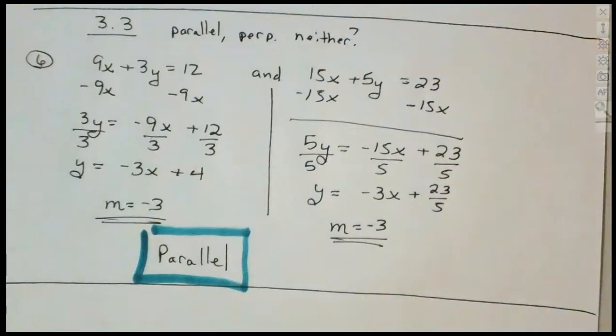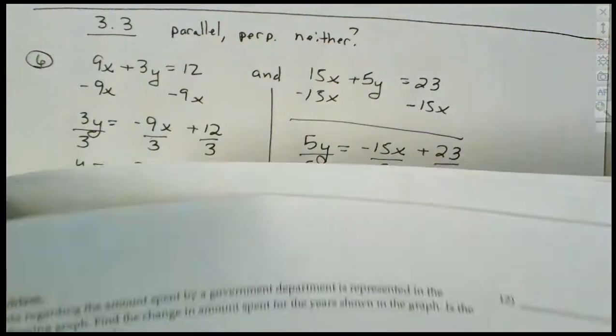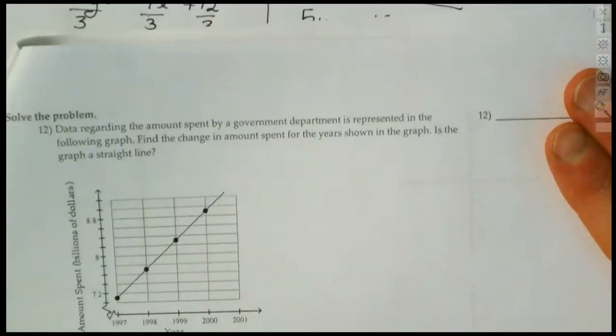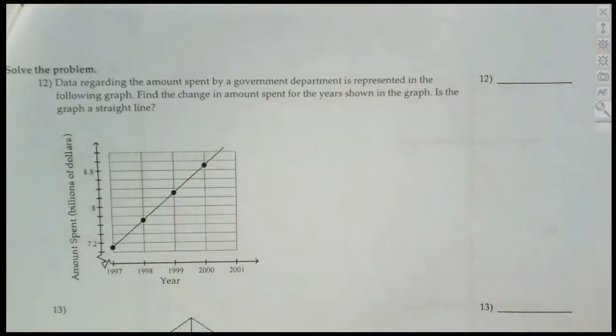12 is next. And what are we going to do for 12? Well, 12 just says solve the problems for the direction. So 12 says the data regarding the amount spent by a government department is represented in the following graph. Find the change in the amount spent for the time shown in the graph.